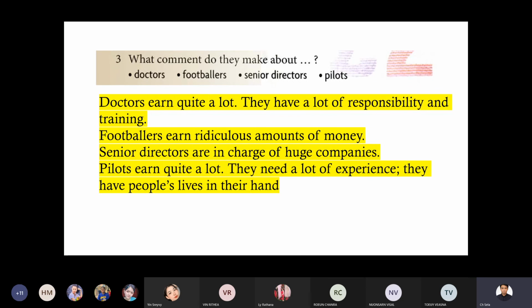Okay, Vishal, can you read the answer again for your friends? Doctors earn quite a lot. They have a lot of responsibility and training. Footballers earn a ridiculous amount of money. Senior directors are in charge of huge companies. Pilots earn quite a lot. They need a lot of experience. They have people's lives in their hands. Okay, thank you very much.